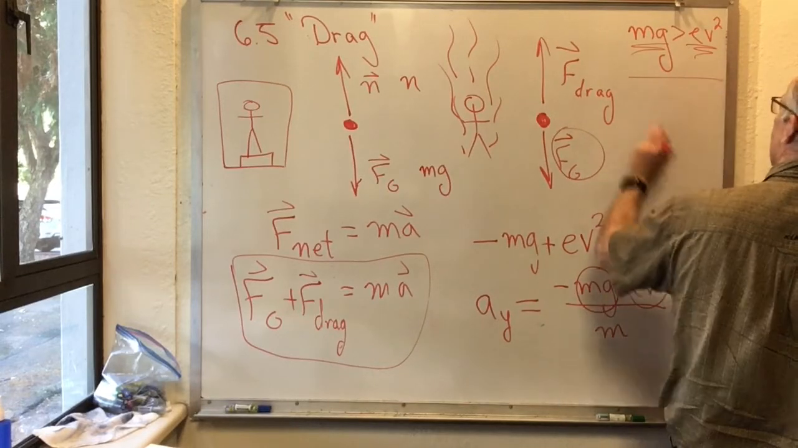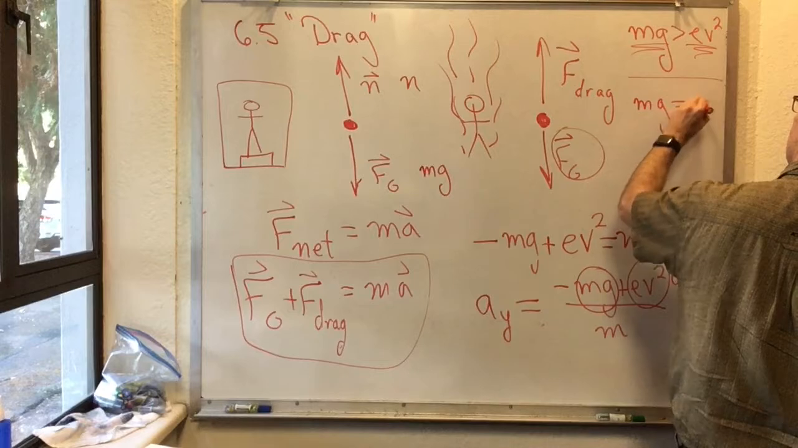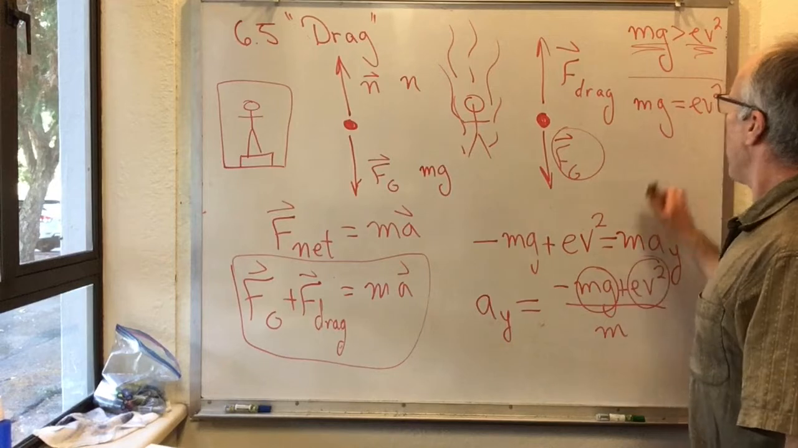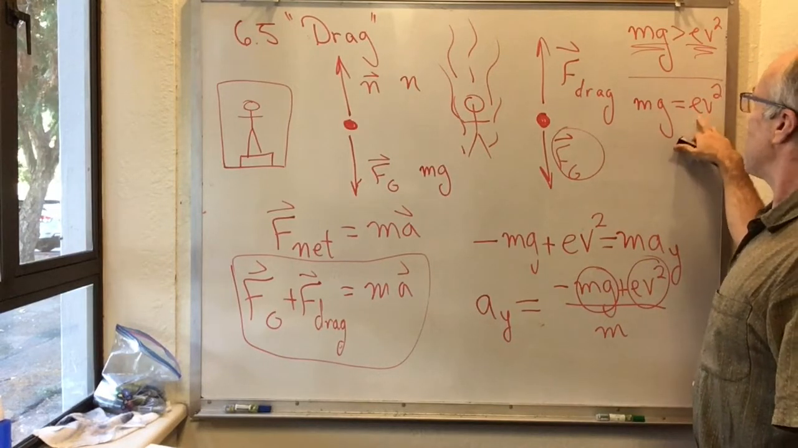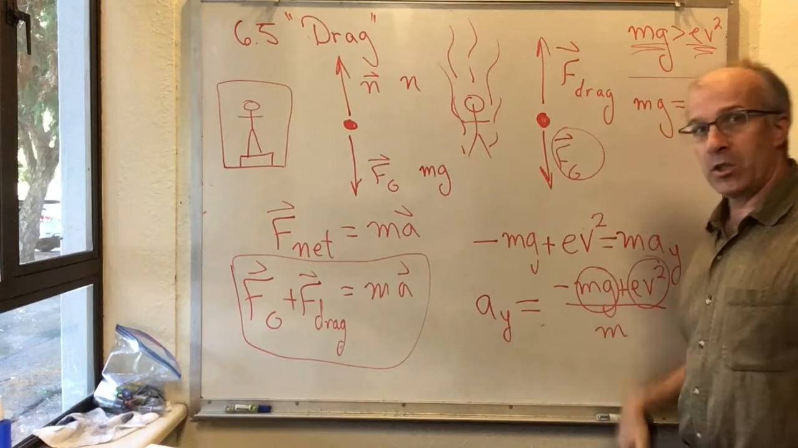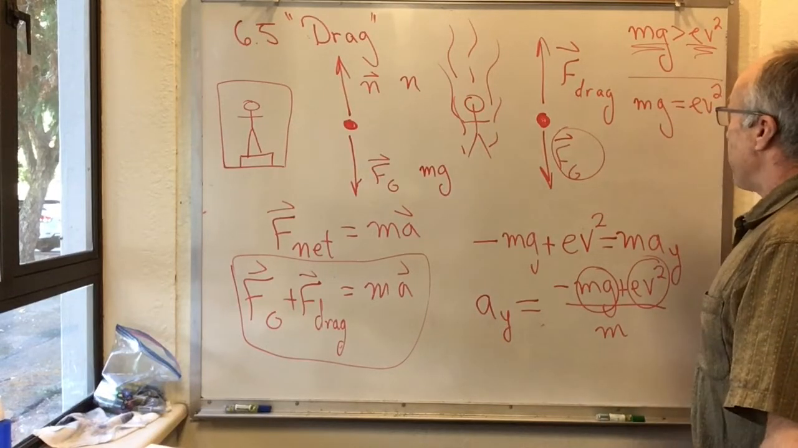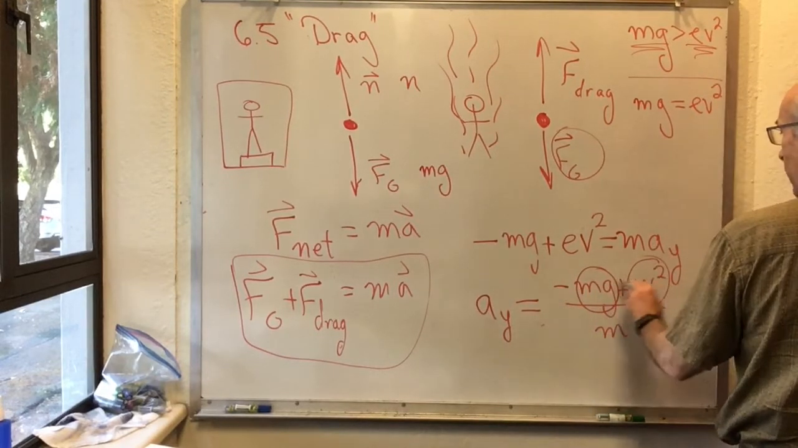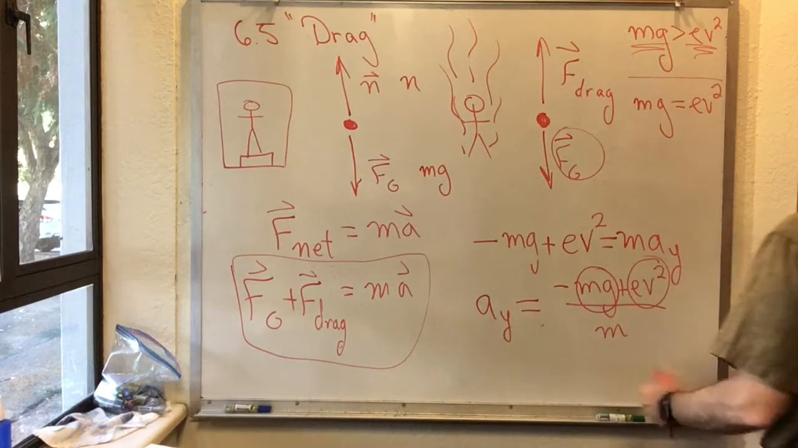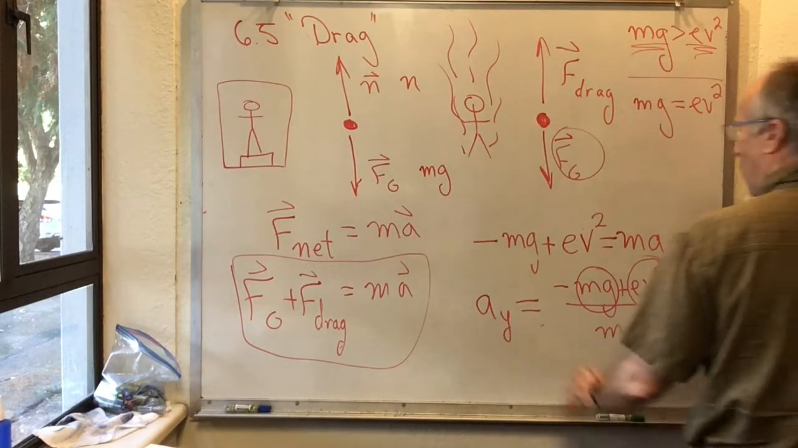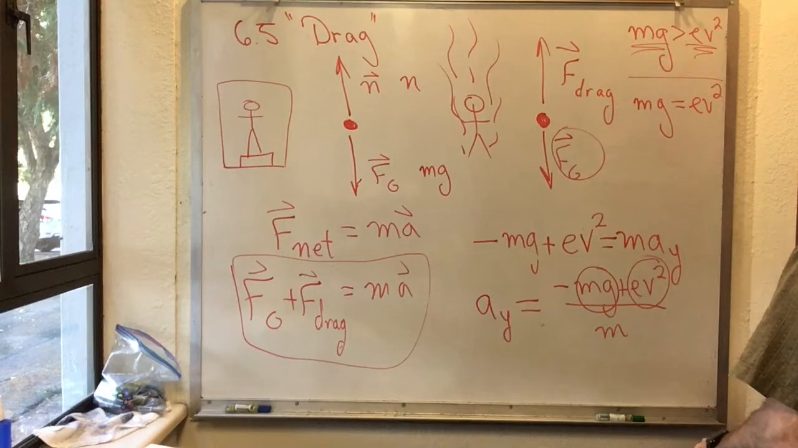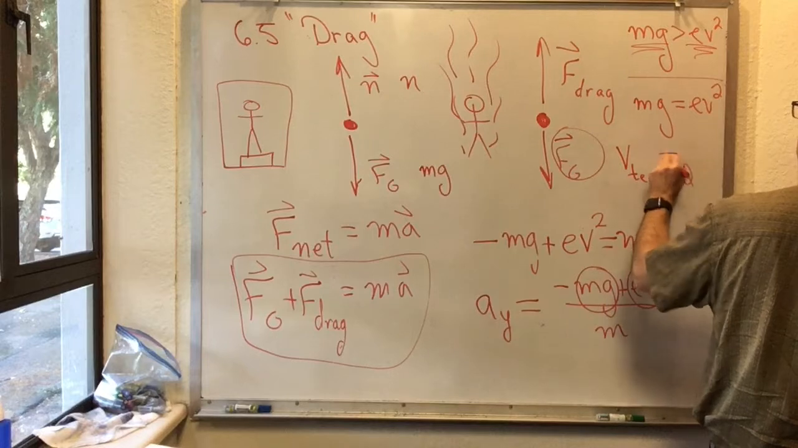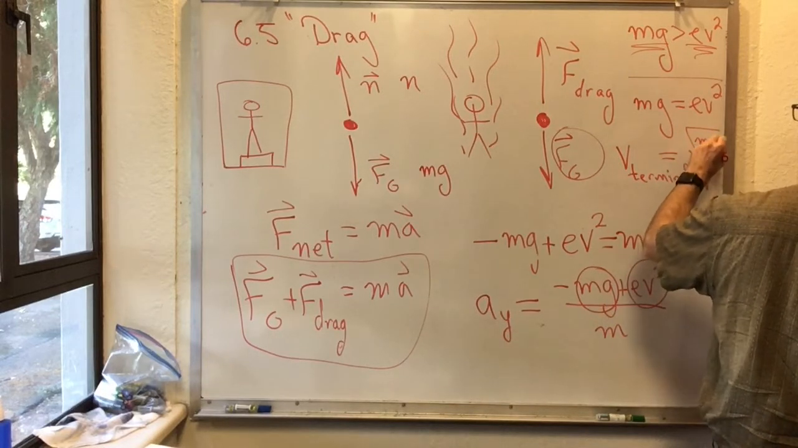Second case, mg equals ev squared. This is what we call terminal velocity. When v gets so large that ev squared is now equal to mg, then these two forces balance. And the way you see that here is if ev squared is equal to mg, then minus mg plus ev squared adds up to 0. So once they balance, you're no longer accelerating. Now we can have an expression for terminal velocity. We can even solve it. It's the square root of mg over e.